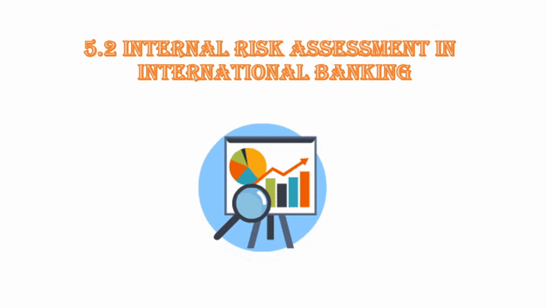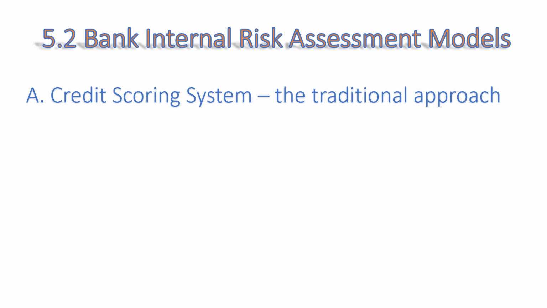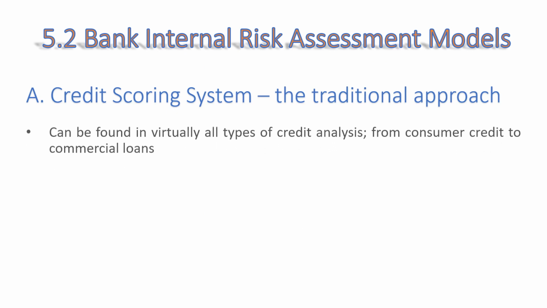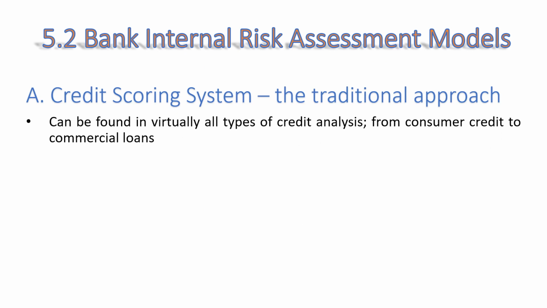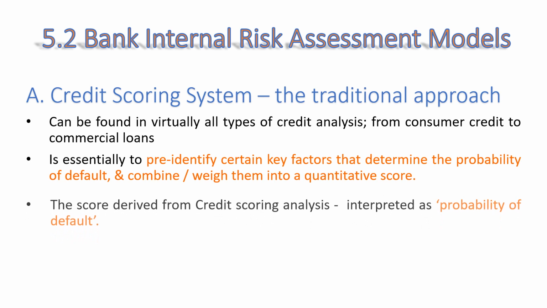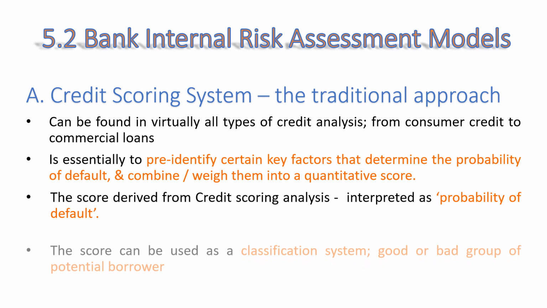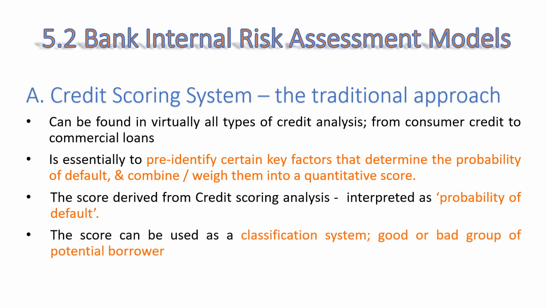Internal risk assessment in international banking. Bank internal risk assessment models. First, credit scoring system, the traditional approach. Credit scoring system can be found in virtually all types of credit analysis, from consumer credit to commercial loans. It is essentially to pre-identify certain key factors that determine the probability of default, and combine or weigh them into a quantitative score. The score derived from credit scoring analysis is interpreted as a probability of default. The score can be used as a classification system. It places a potential borrower into either a good or bad group.